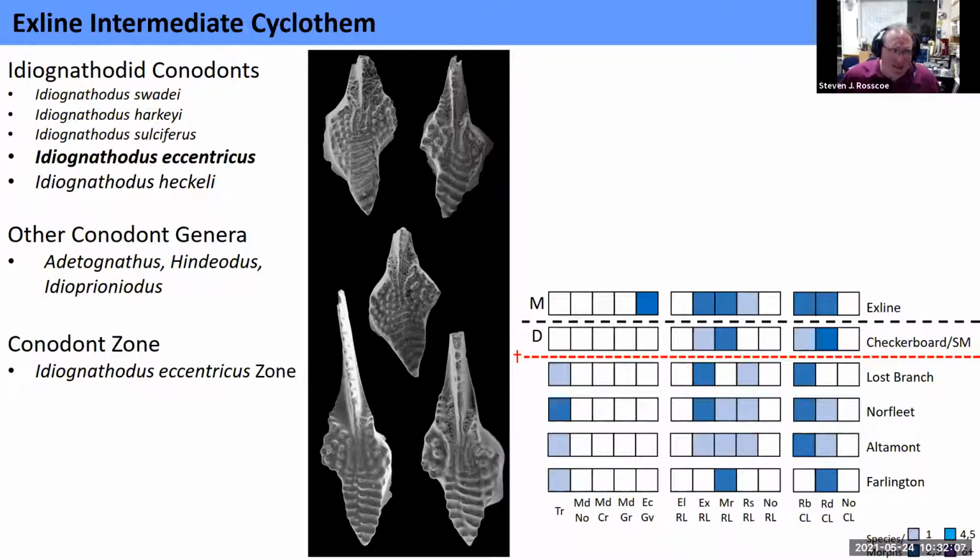This is the Idianthodus eccentricus zone, which marks the Desmoinesian-Missourian boundary in North America. And you can see eccentricus on the left, on the bottom, and hecli on the right, on the bottom. Again, the main difference between them being a restricted rostral lobe for eccentricus and an expanded rostral lobe for hecli. And you can see that diversification is now starting to shift a little bit more to the left with some more robust features, and we're starting to see some platform development as well. Next slide.